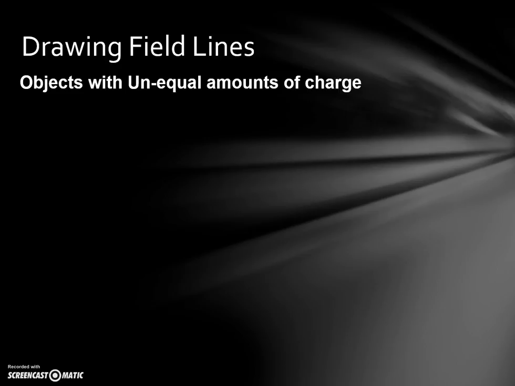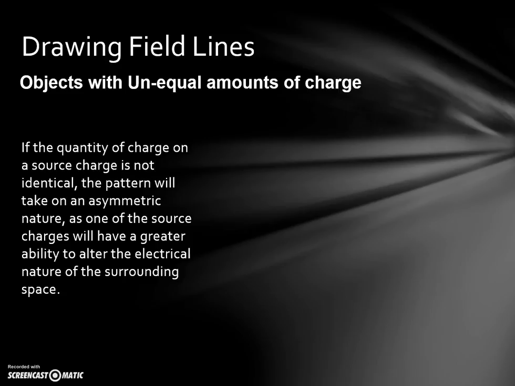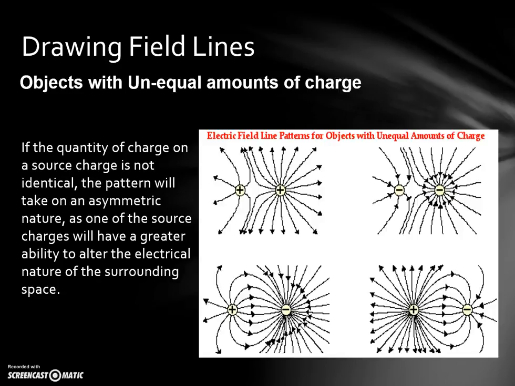Now, when we have objects with an unequal amount of charge interacting, our diagrams become a little bit more complicated. If the quantity of the charge on a source is not identical, the pattern will take on an asymmetric nature. So it won't be as nice and simple as our last diagrams. One of the sources is going to have greater ability to alter the electrical nature. Obviously, the bigger the magnitude of the charge, the more ability it's going to have to alter the surrounding space.